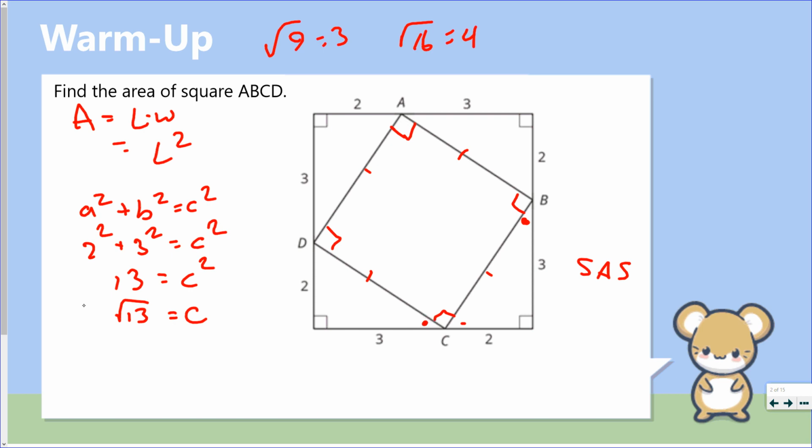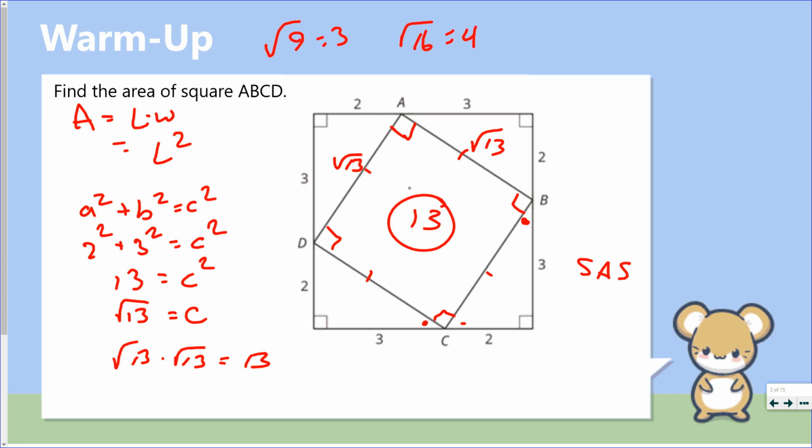But that point is kind of moot here because we want to find the area. And if we know that this side is root 13, and we know that this side is root 13, what's the area? Well, the square root of 13 times the square root of 13 is going to be plain 13. So the area of the square is 13.